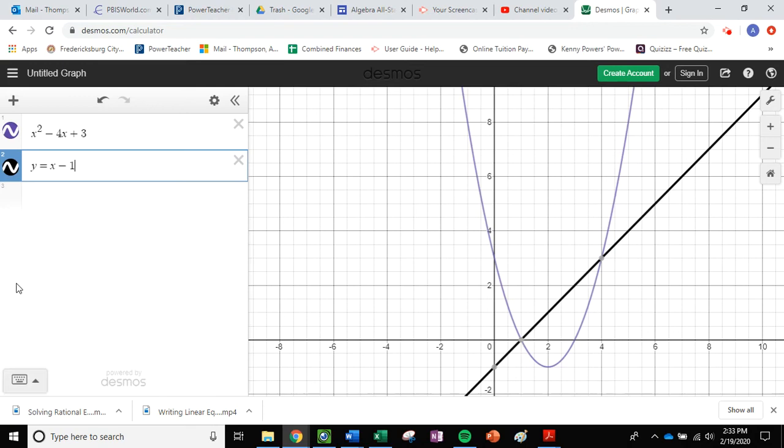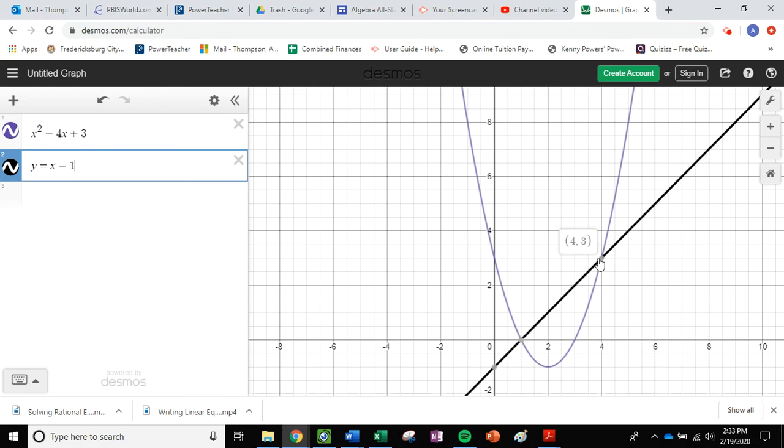Get my keyboard out of the way. All right, so my quadratic, my parabola, is this light purple color. And then my line is this black. I've got 1 point of intersection at (1, 0), and 1 point of intersection at (4, 3).